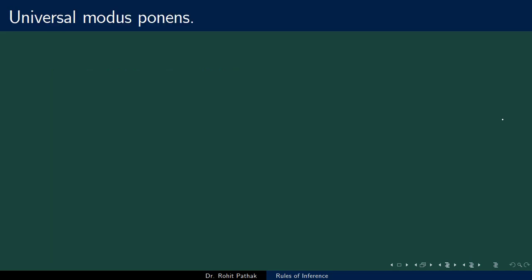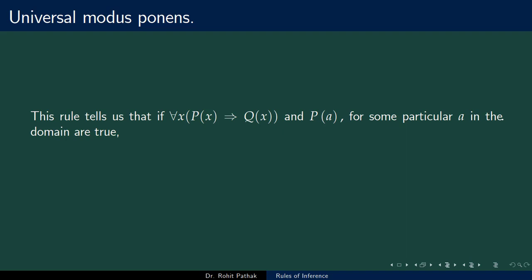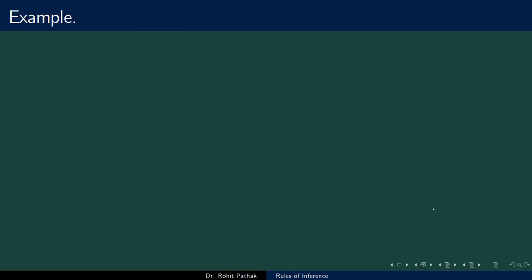The next is universal modus ponens. Universal modus ponens says that if for all x, P(x) implies Q(x), and P(a) for some particular a in the domain are true, then Q(a) is true. That means for all x, if P(x) implies Q(x), and P(a) for some particular element a, then Q(a). This is called universal modus ponens.